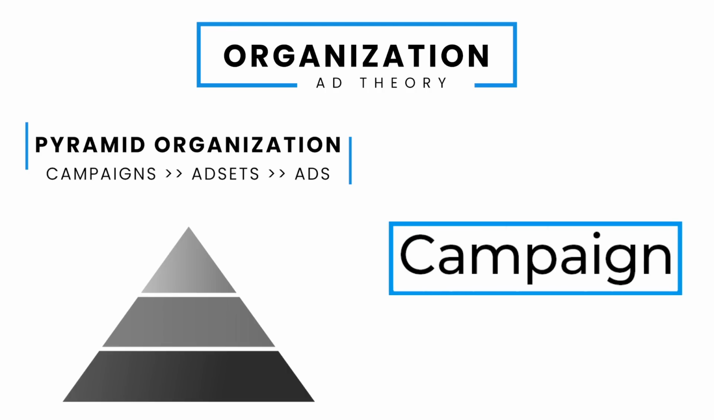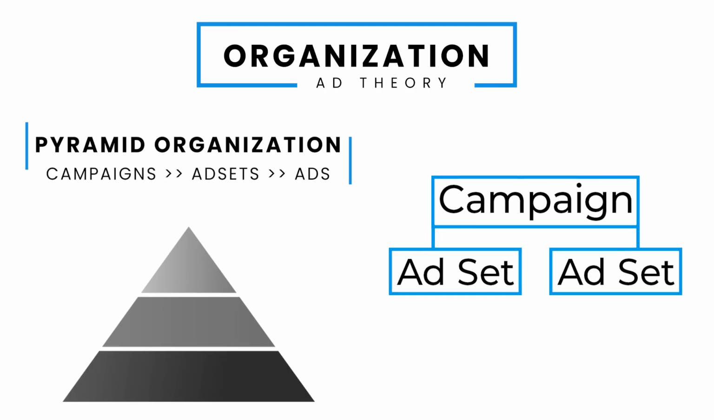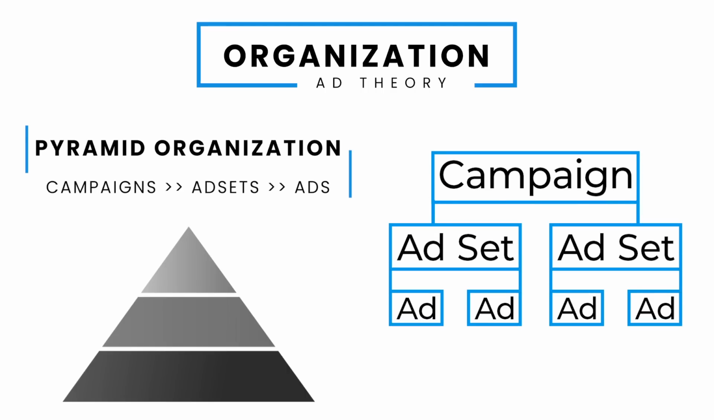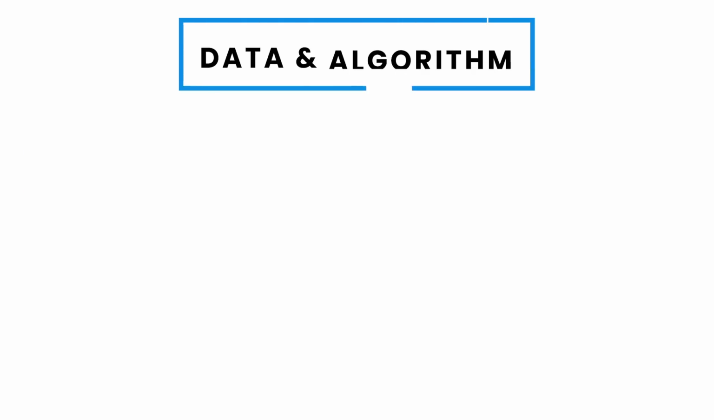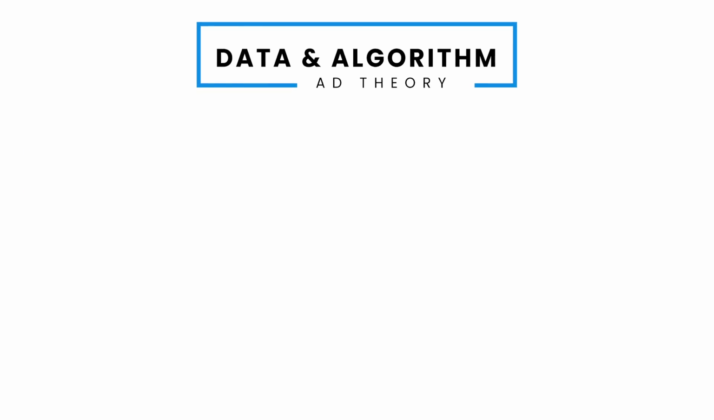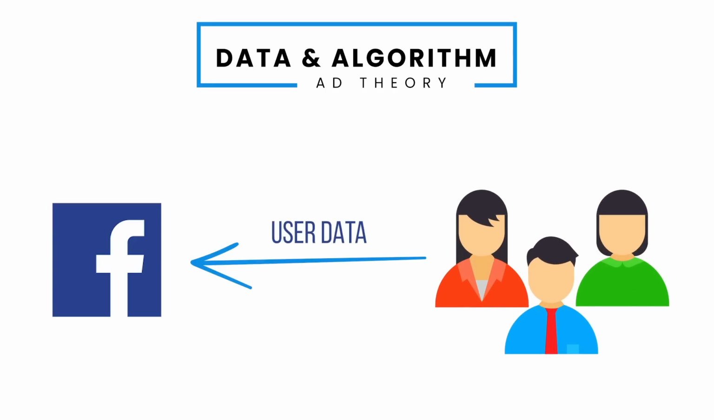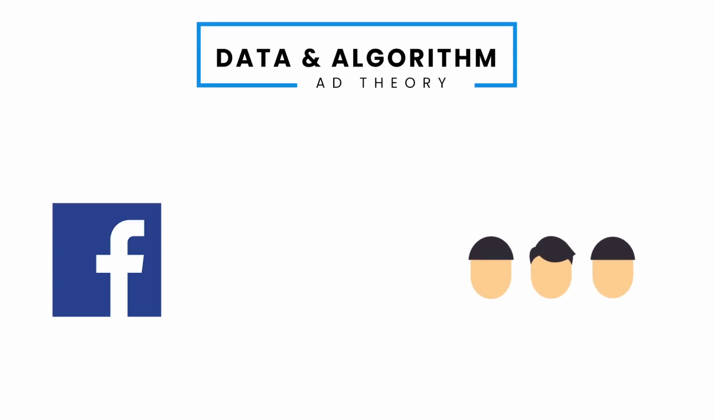Basically, this means that in each campaign, you can have multiple ad sets, and in each ad set, you can have multiple ads. This will make more sense as we go through an example later, but for now, you should know that together, these 3 levels give you access to Facebook's most powerful tools, which is user data and their algorithm.